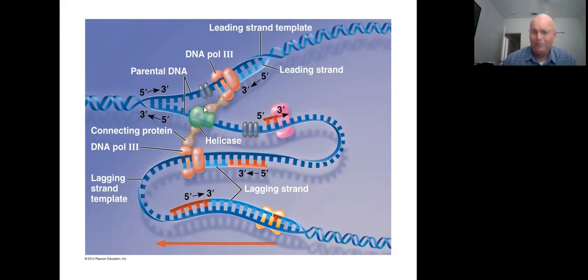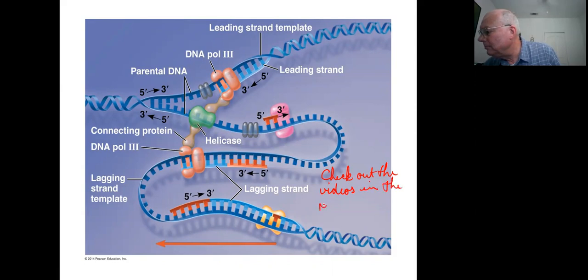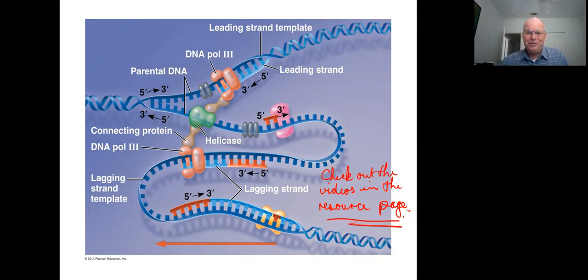They're very cool videos, and I would strongly recommend that you take a look at the videos in the resource page. Because it's much more interesting to look at the videos than to look at this static diagram. It's really cool to look at.